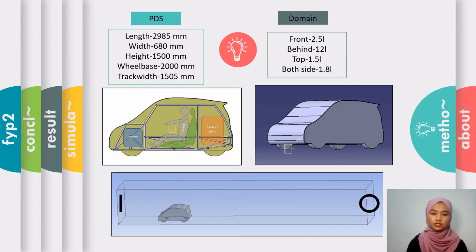The third picture shows the domain that contains the 3D model inside it. We can see the left side is the inlet wall, the right side is the outlet wall. The size of domain is stated in the slide, which is front 2.5L, behind 12L, top 1.5L, and both sides 1.8L.